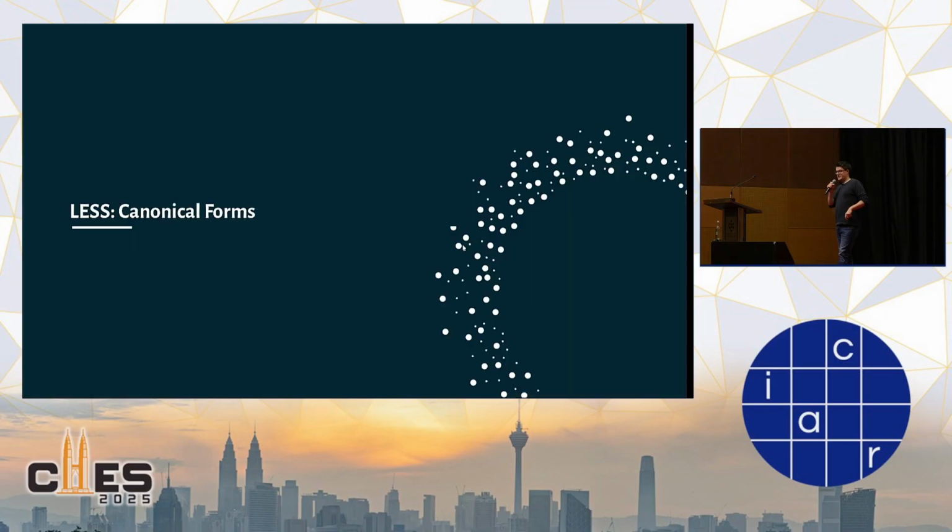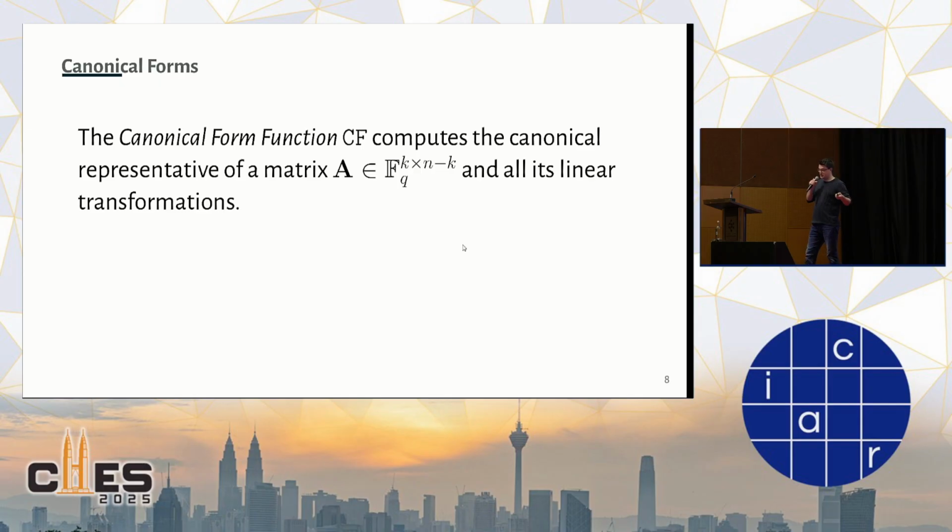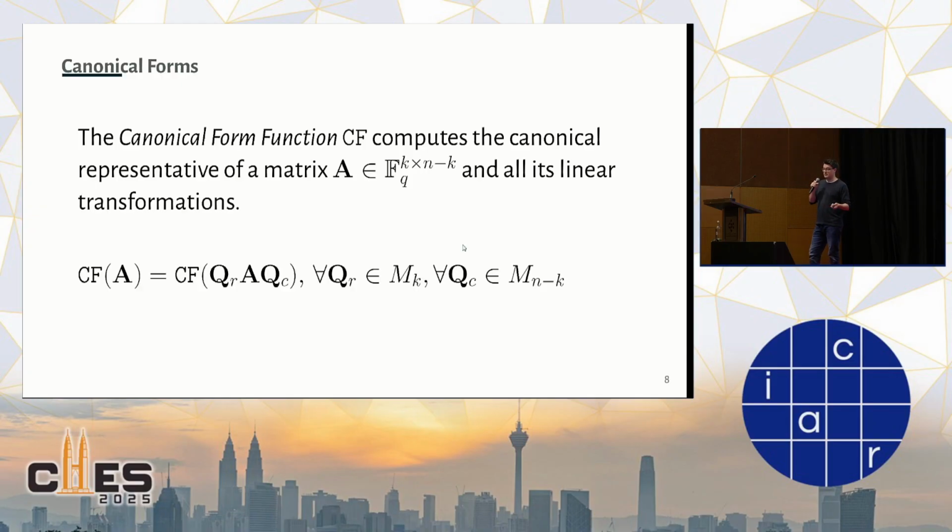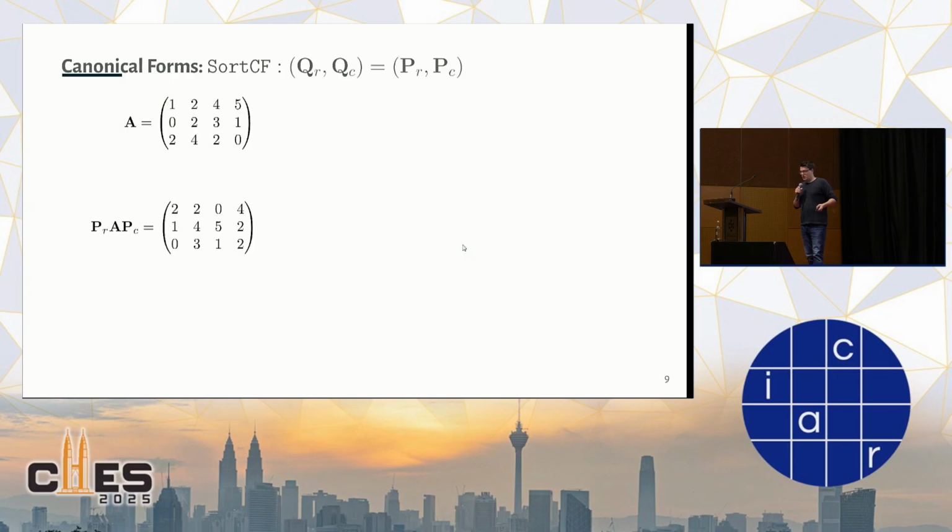Okay, canonical forms. As I said, a canonical form function CF computes the canonical representative of a matrix A, and this is equivalent to all its linear transformations, which means CF of A is equal to CF of whatever you apply to your A, as long as it's monomial matrices. And the output is also a matrix B, just to clarify this. But how this matrix B actually looks is not important for us. And now I want to show you how this canonical form function is actually computed, to later show you how to optimize it.